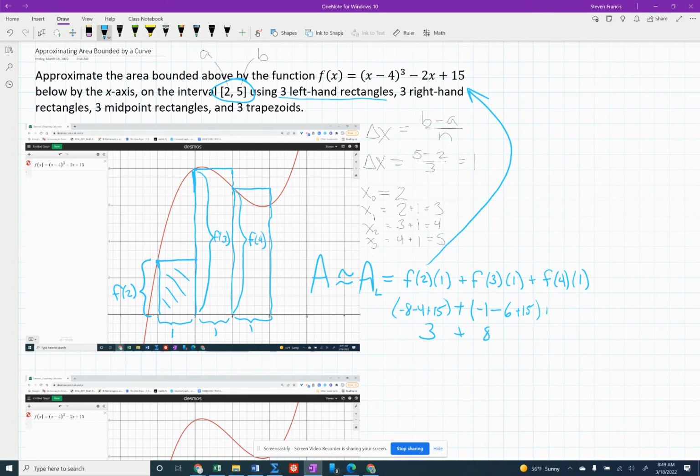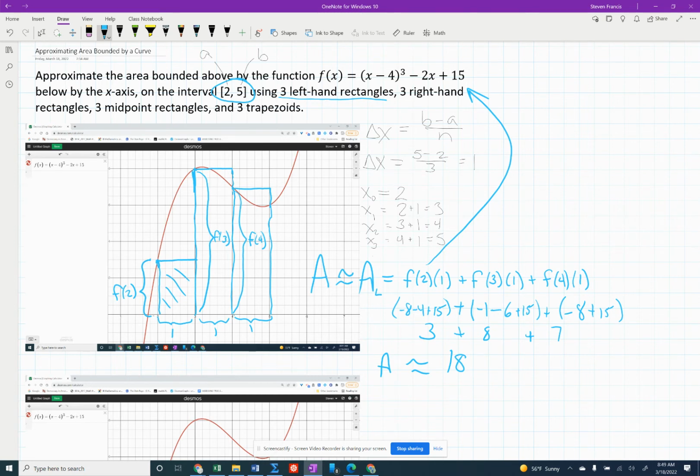Put a plus sign in here, and then plug in 4. 4 minus 4 is 0, so that's nice. I don't have to cube. 0 cubed is still 0, so minus 8. That's from the 4 times 2, so you get a negative 8 right there because we're subtracting, and then plus 15. So that looks like 7. And so it looks like our area is about 18 using left-hand endpoints. That's our approximation.